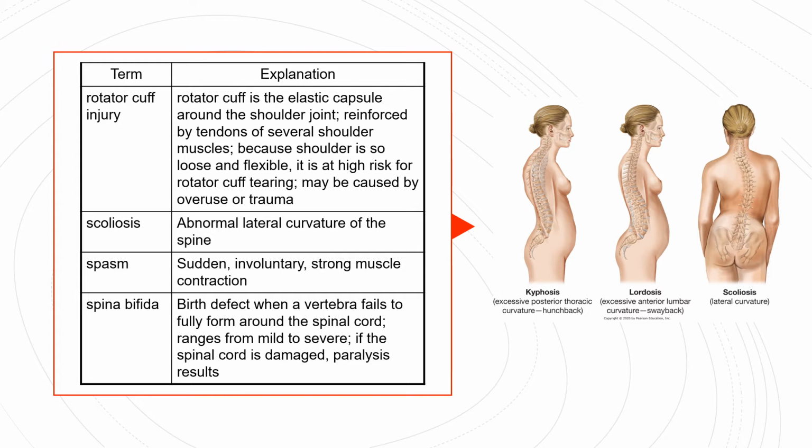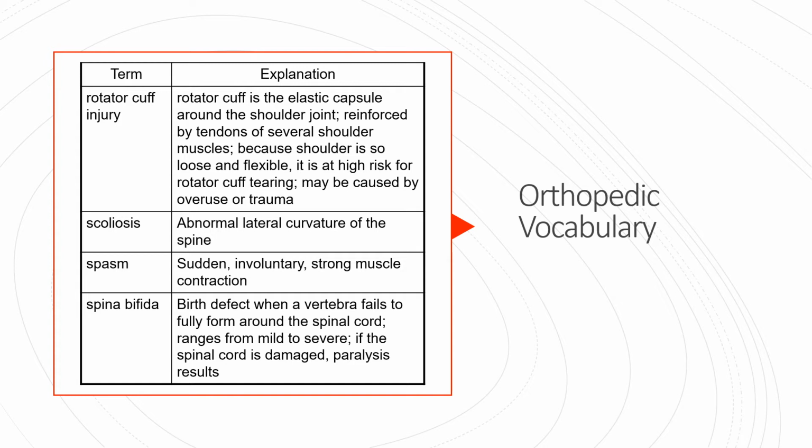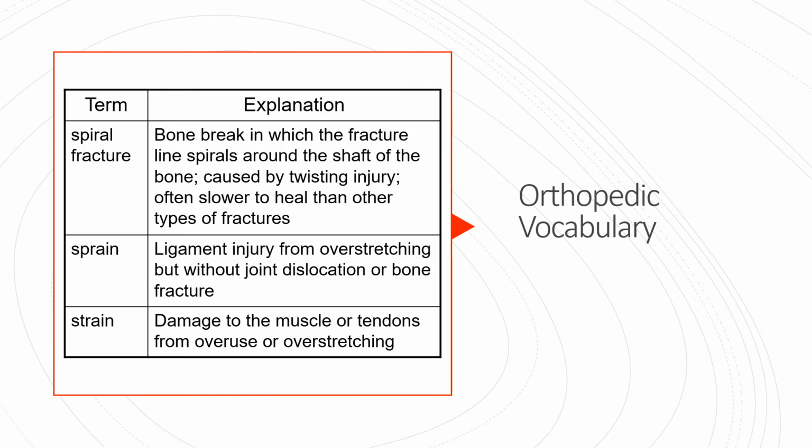A spasm is a sudden, involuntary, strong muscle contraction, and spina bifida is a birth defect when a vertebra fails to fully form around the spinal cord, and it can range from mild to severe. If the spinal cord is damaged, this can result in paralysis. A spiral fracture is a bone break in which the fracture line spirals around the shaft of the bone. This is often caused by a twisting injury and often is slower to heal than other types of fractures.